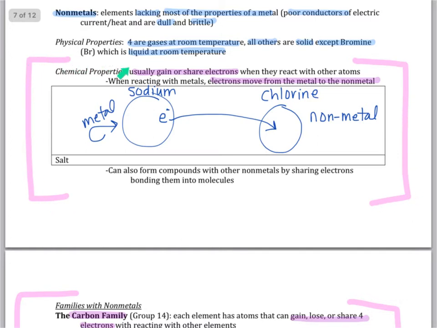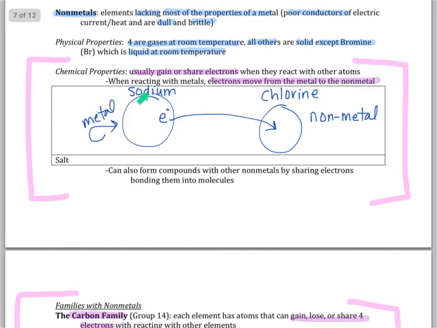The chemical properties are usually that they gain or share electrons, and when we come to chemical bonding, that's when we'll go into greater depth and I'll hold you accountable on an assessment. But nonmetals usually gain or share electrons when they react with other atoms. So for example, when they are reacting with metals, electrons move from the metal to the nonmetal.